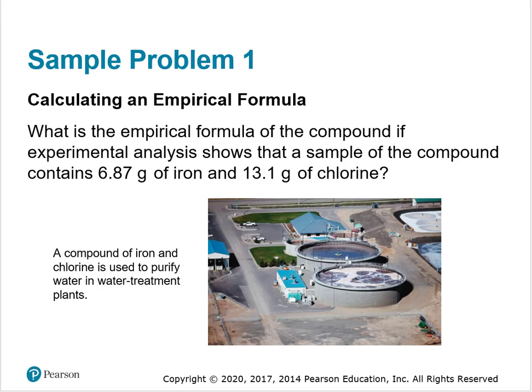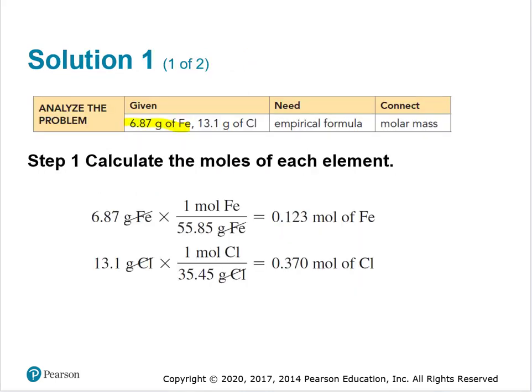Iron and chlorine make up a compound that's used to purify water in water treatment plants. We want to find the empirical formula of the compound if experimental analysis shows that a sample contains 6.87 grams of iron and 13.1 grams of chlorine. Whenever we're given grams of something, we need to get to moles. In order to do that, we look at our periodic table and ask, how many grams of iron is in 1 mole of iron? And 55.85 is what our periodic table should show us.